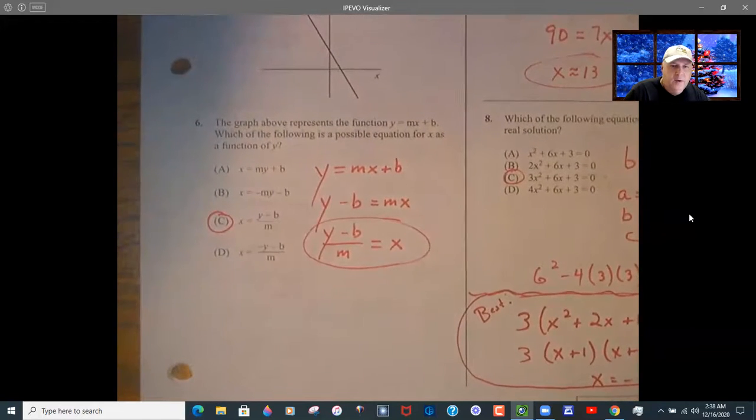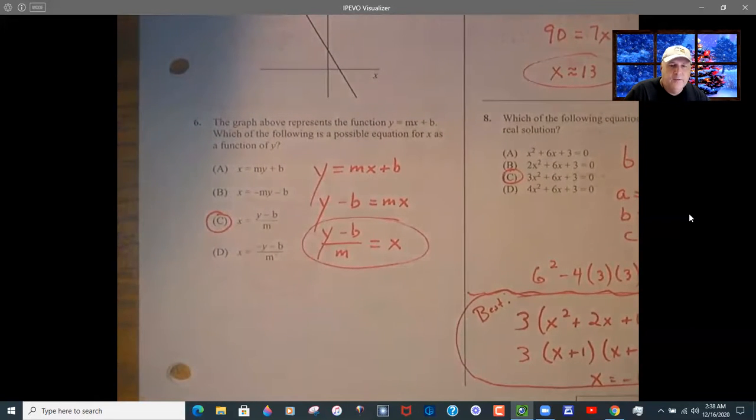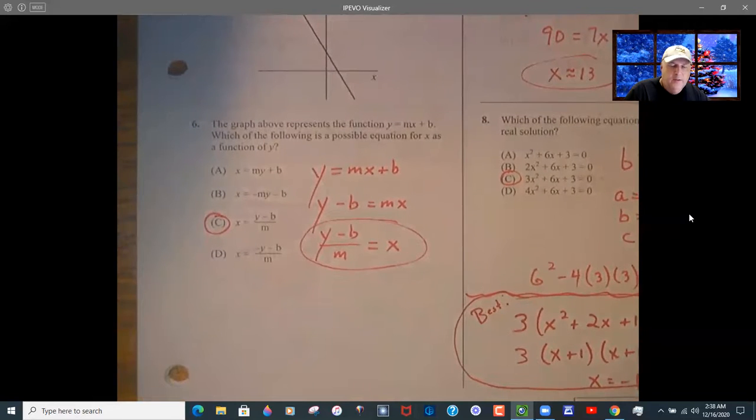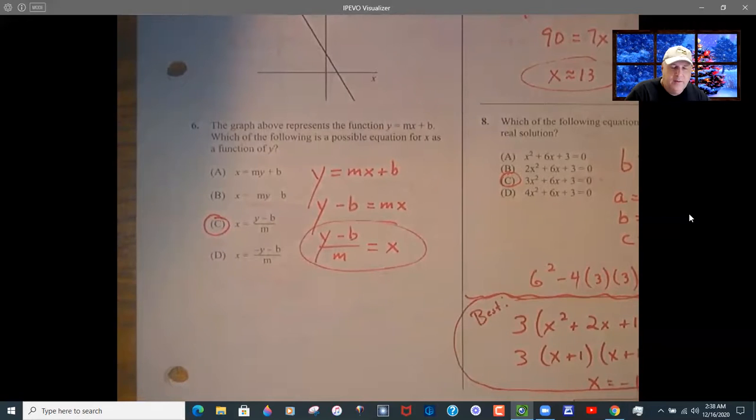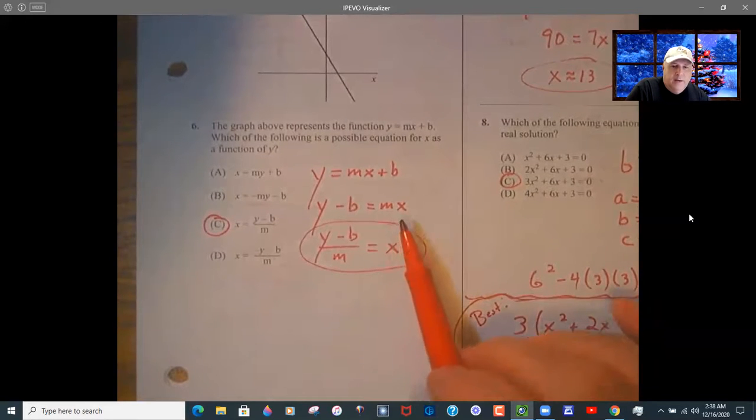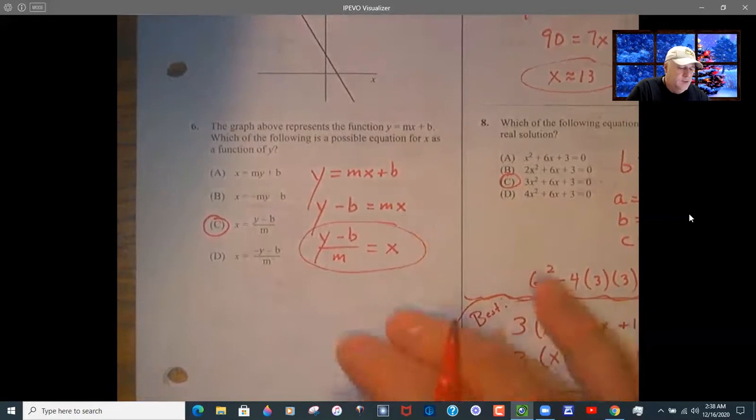Problem 6. So solve for x. This is just dealing with formulas. So subtract b. You want to isolate the term that contains the x variable, and then divide by m to get x.